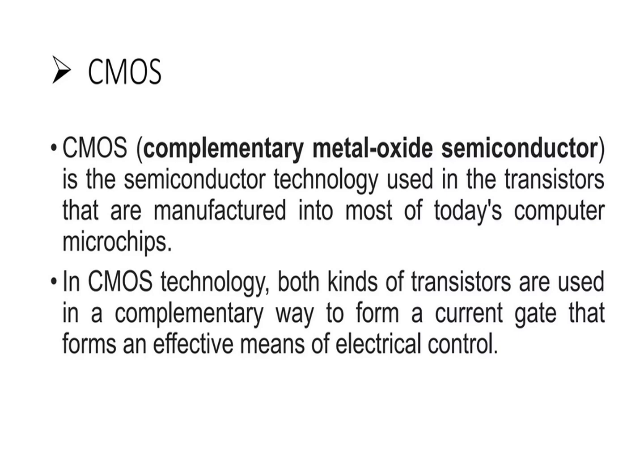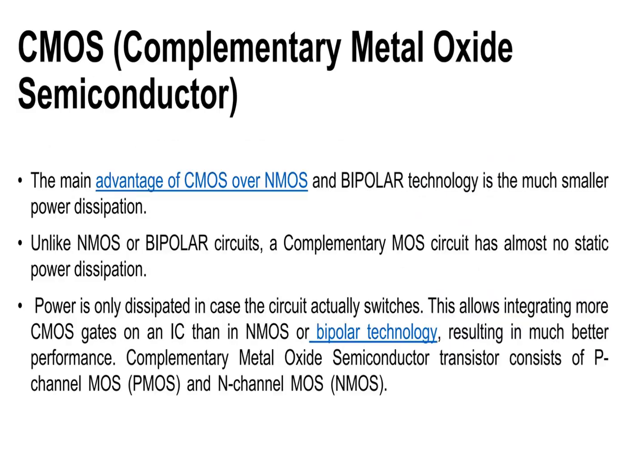Complementary metal oxide semiconductor is the semiconductor technology that is being used in the transistors that are being manufactured into most of today's computer microchips. In CMOS technology, both kinds of transistors are used in a complementary way to form a current gate that forms an effective means of electrical control. That is, it comprises both NMOS and PMOS.